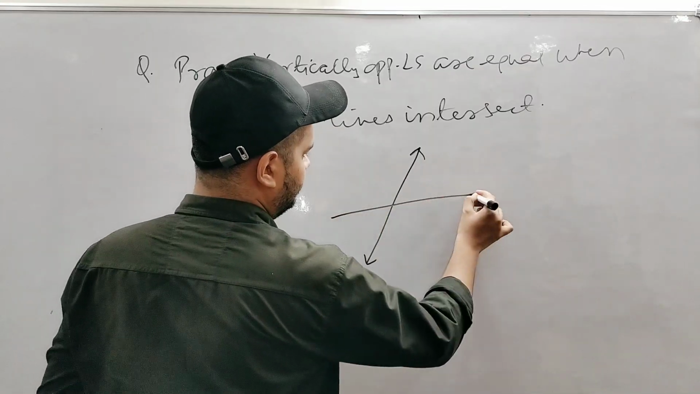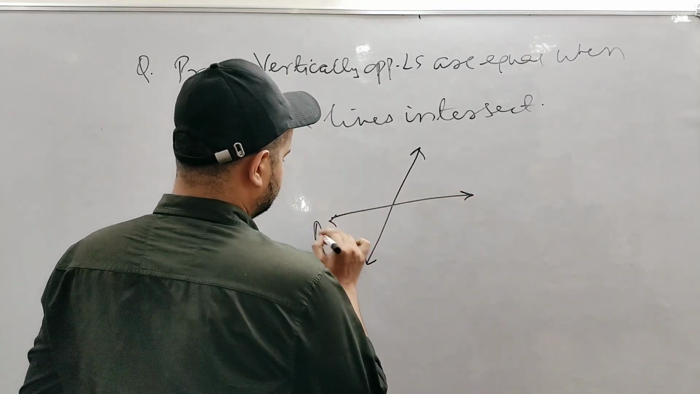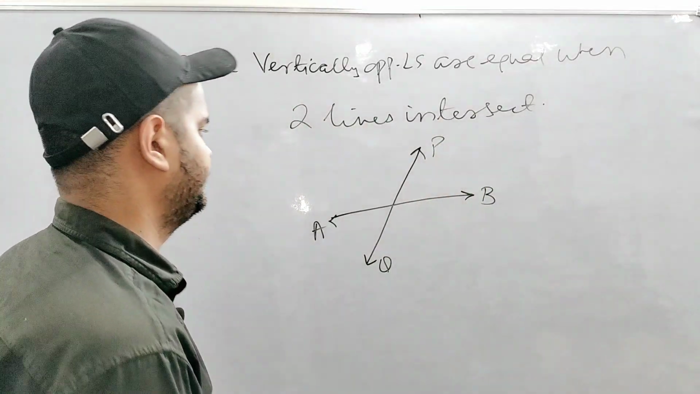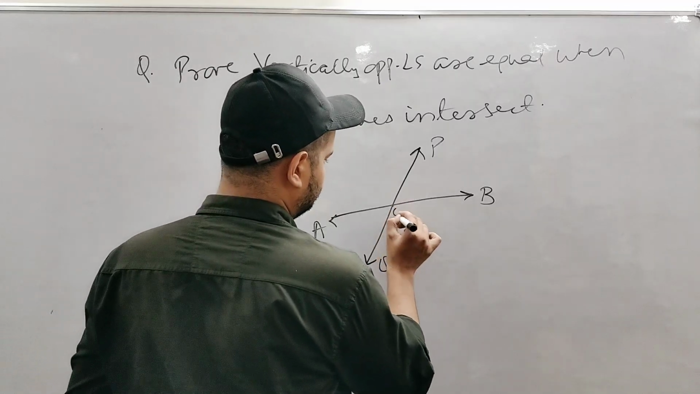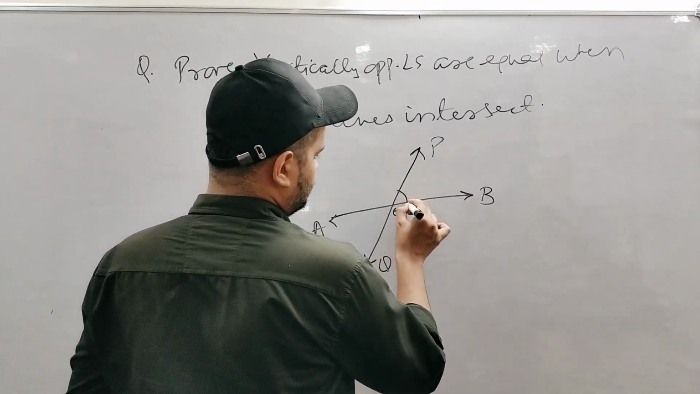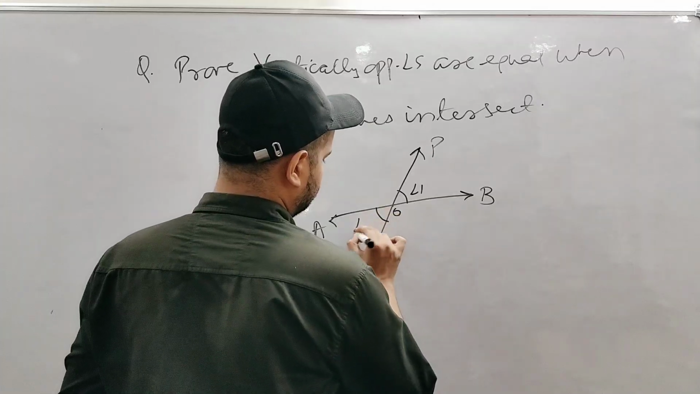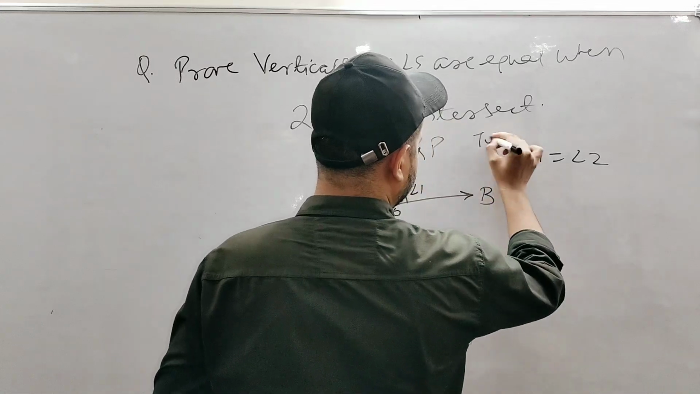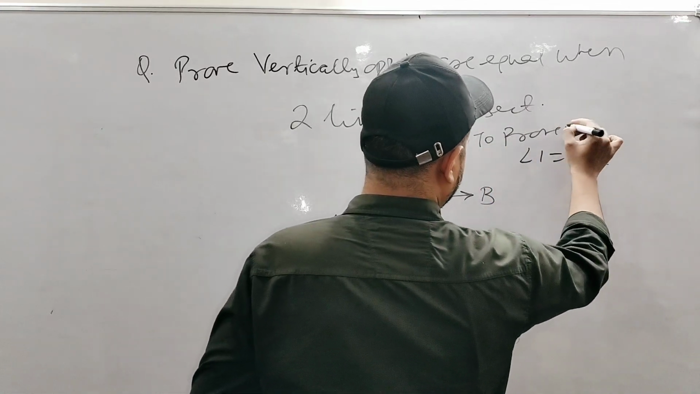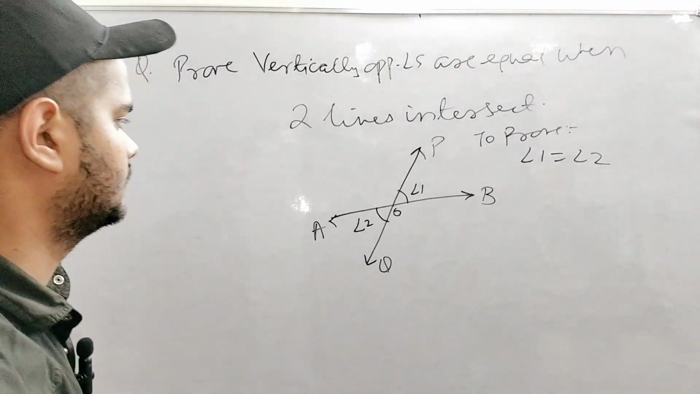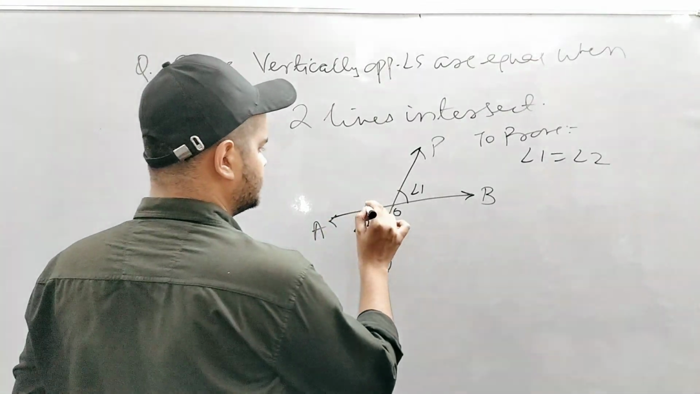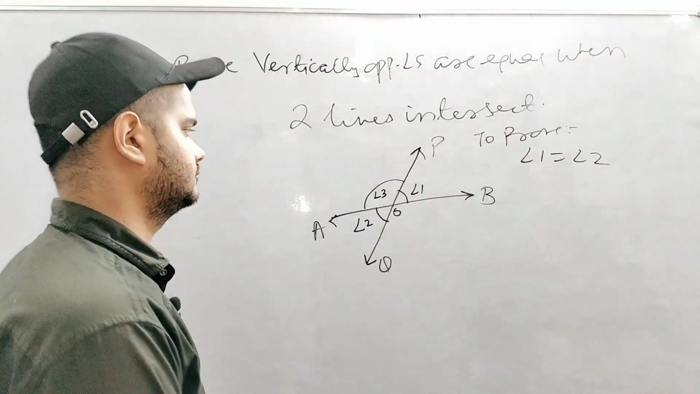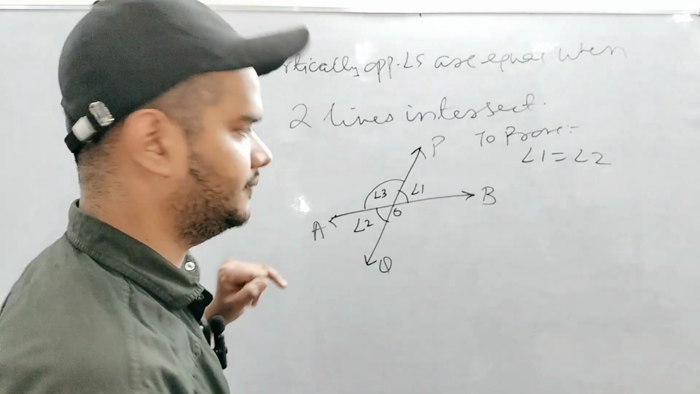we have done linear pair, we know how to apply it. So this is AB, this is PQ, okay, and this is point O. We have to prove that angle 1 is equal to angle 2, right? So for doing this, we will take angle 3. Now AB is a line.